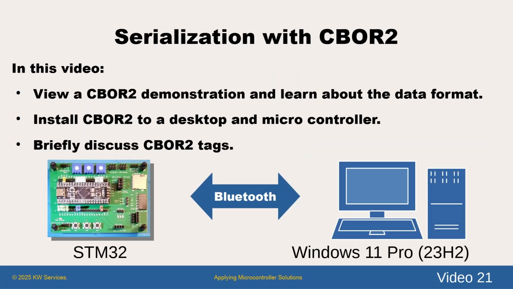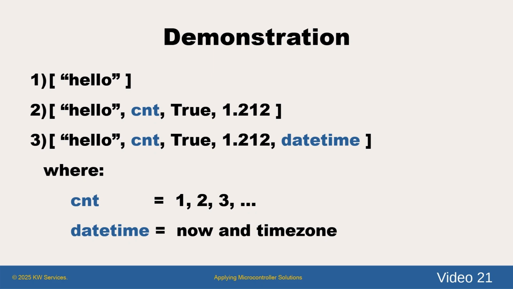In this video, we continue from video 15 by learning about serialization with concise binary object representation. We will look at some background history of CBOR, then we will install the CBOR2 on our desktop and a similar library on our MicroPython microcontroller. We will verify its ability to encode on the desktop and decode on a MicroPython microcontroller. Finally, we will briefly talk about tags. Let's jump forward in time and watch the demo.